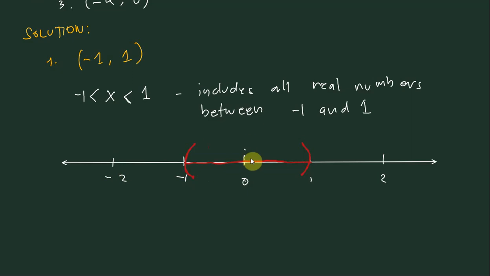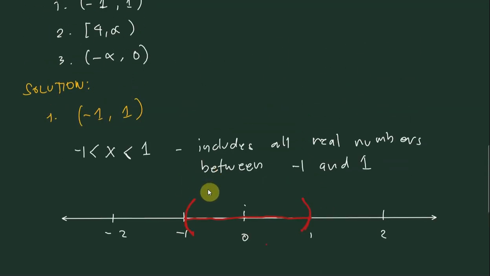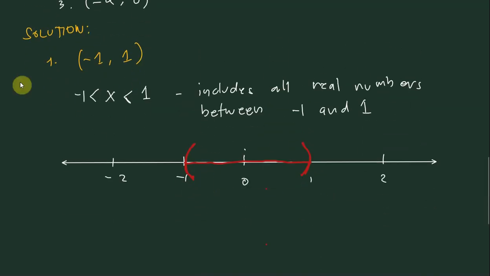Okay, so why did we use this parenthesis symbol here? Because it does not include -1 and 1. It only includes all the values between -1 and 1. Okay, so that's it for number 1. So let's proceed to number 2.